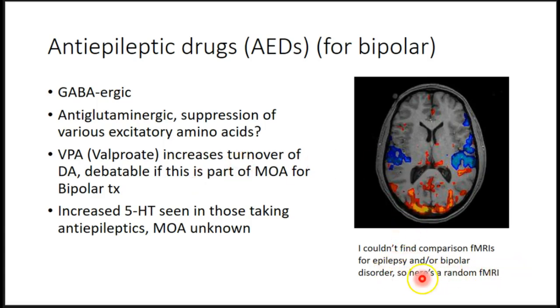Here's a random fMRI. I couldn't find comparison fMRIs for epilepsy versus bipolar disorder. I tried. None of them look very impressive, is what that's about. Even if it's epilepsy, you could have very focal epilepsy that's just causing a blip in your fMRI in one small area, and it's going to look a lot less impressive than this picture that I chose for you. But that's the general idea for both of these, is overexcitation.